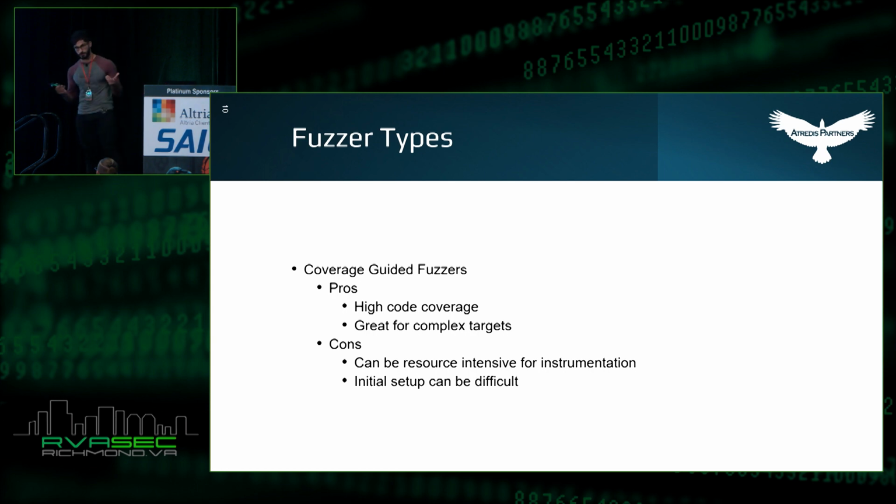So the pros of using a coverage-guided fuzzer: you get high code coverage. That's what the kind of fuzzer is used for. It's great for complex targets, but the cons are they could be resource intensive for the actual instrumentation happening. So if the target is very heavy and you have to instrument it, that can be very resource intensive. Also, the initial setup of the instrumentation library could be intensive as well. And we'll see later how it impacted our fuzzer selection.